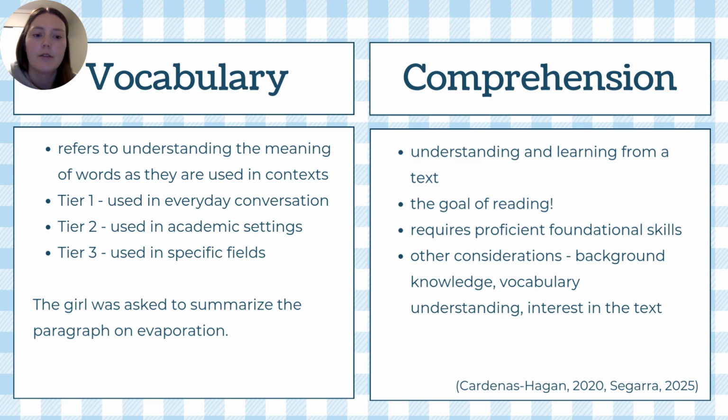However, there are some other things to consider if a student is having problems with comprehending a text. I would look at foundational skills first, but some other things to consider would be their background knowledge on a text, the vocabulary understanding that they have, and we'll talk more about those two things here today, but also their interest in the text. Think about myself as an adult. If I'm not interested in a topic, I'm really going to struggle to get through the text and learn from it. So the same applies to our students as well.